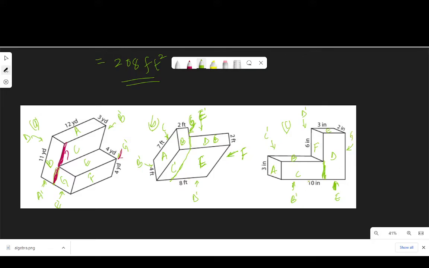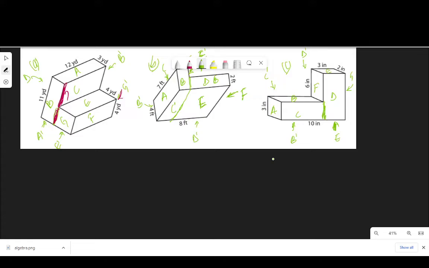Okay. Calculating the area of the faces, starting with A. Area of A. A is this face right here, and that is 3 inches by 2 inches. Look at this line here, this line here, and this line here, they are all equal. That is 2 inches, with 3 times 2, which is 6 inches square.